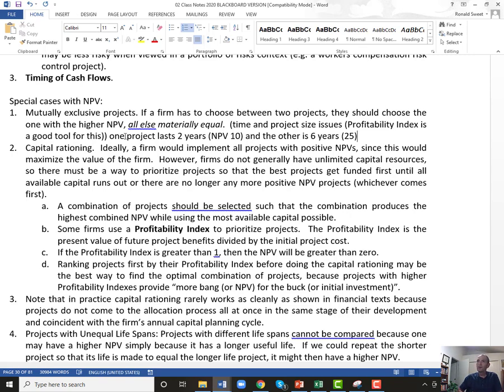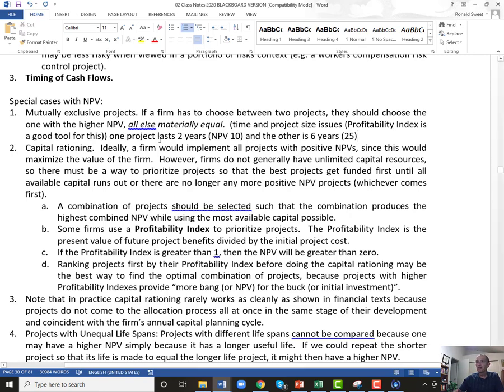which should you do? Well, if you do the project that lasts 2 years, you get a net present value of 10, and after 2 years, you can do another project that might have a net present value of 10. But if you do the project that lasts 6 years, you're stuck with that project for 6 years. You can't do another project until year 7. Would you be better doing the project for 2 years, getting a net present value of 10, where there's a chance at year 3 you could do another project that has a value of 10? So that makes it a little tough.